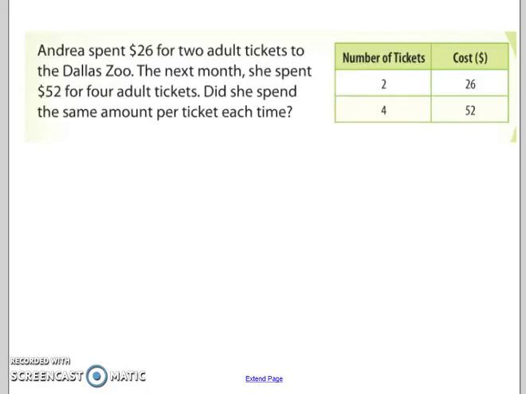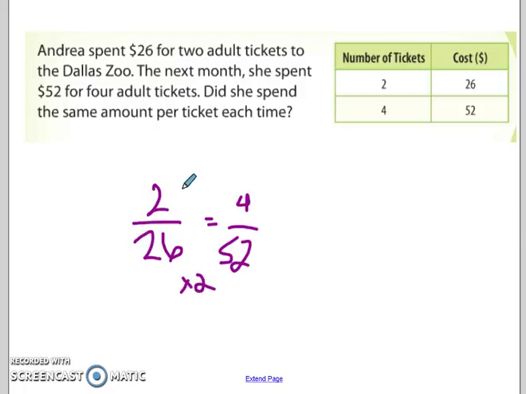Go ahead and pause the video here and see if these rates create a proportion. Well, some of you might have been able to see that 26 times 2 equals 52, and 2 times 2 equals 4. Let me just check that. Yes. So, if you could have seen that relationship, you would already know that these two are proportional.